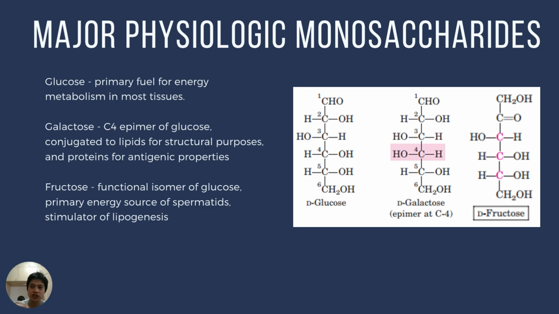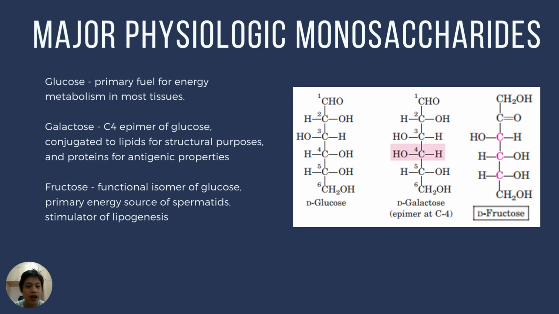Okay? So that's why you just can't give the red blood cells of one person to another without checking the antigenicity of the red blood cells, which are dependent on galactose. Fructose, again, kung makikita nyo dito, at carbon number 2, you will find the ketone functional group. That's why fructose is a ketose. It's the functional isomer of glucose, again, because glucose is an aldehyde, and a different functional group, fructose. So it's the functional isomer of glucose.